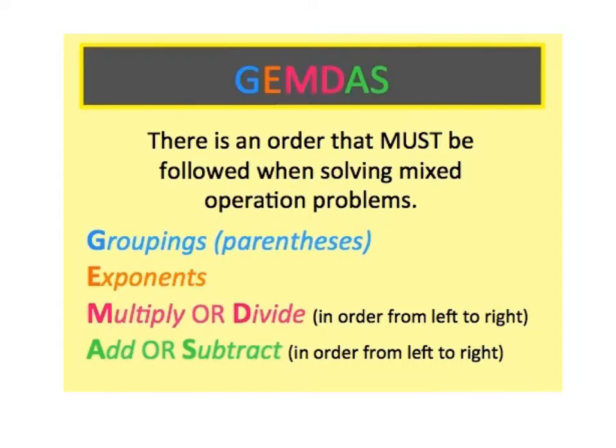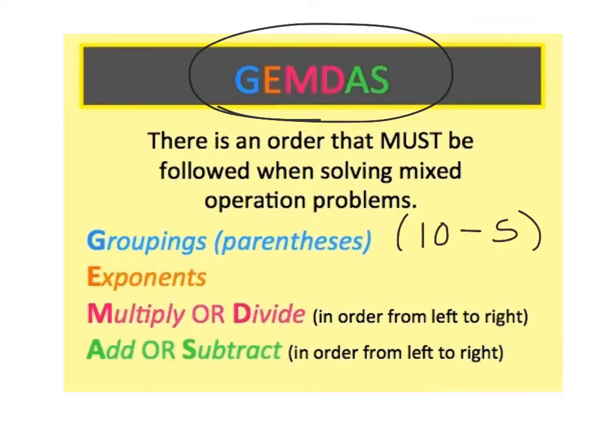To answer the question about which answer was correct on the previous slide, we need to follow an order. The order of operations when you're solving mixed operation problems is GEMDAS. The G stands for grouping, which in 4th grade are parentheses. So for example, you may have numbers like 10 minus 5. These parentheses are grouping the 10 minus 5, and you're going to have to do that first before you do anything else or solve any other part of the expression.